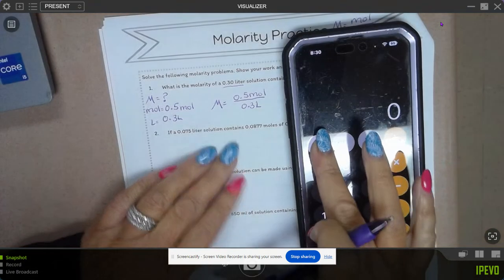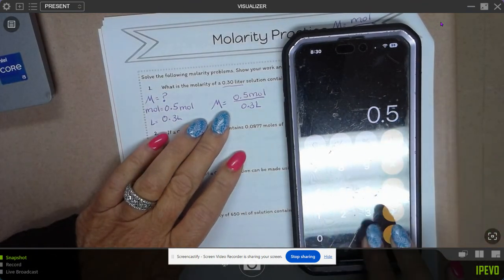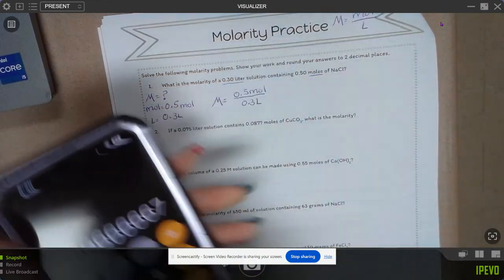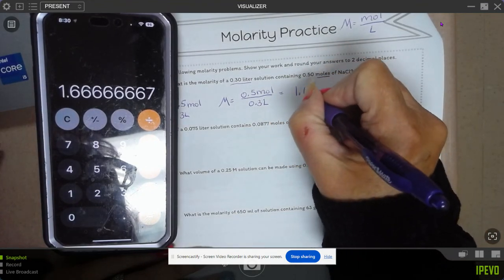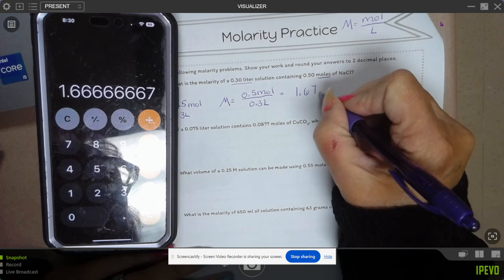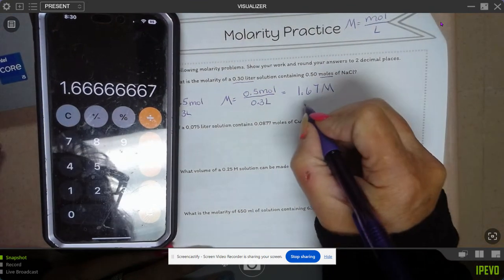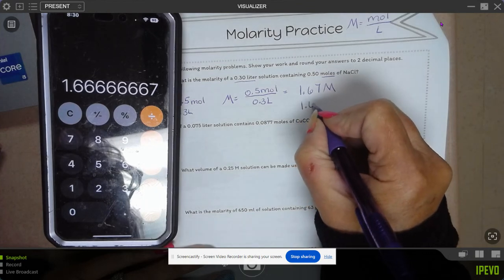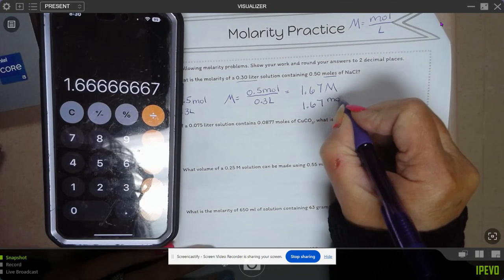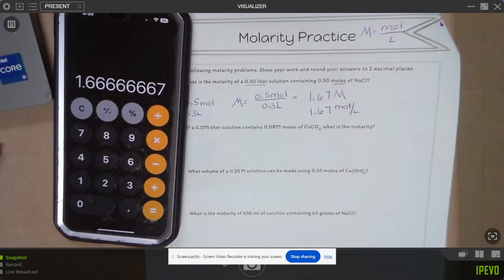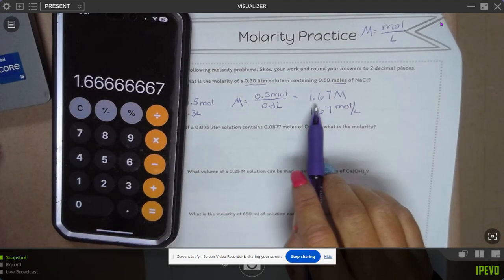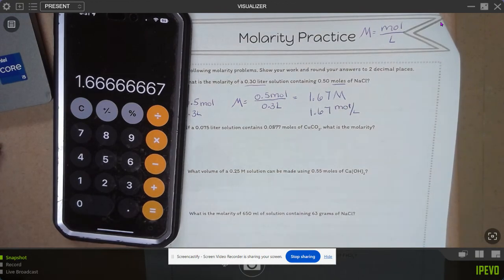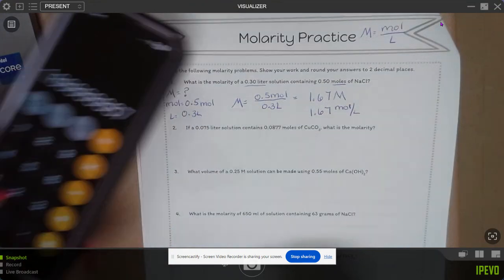All right, so let's find my calculator. 0.5 divided by 0.3 gives us 1.6 continuing. So we're going to say that that is 1.67. Our units are either going to be big M, which stands for molarity, or we could write 1.67 moles per liter. Either one of those units are correct. If you use the big M, when you read this, you would say, I have a 1.67 molar solution. Okay. All right, let's look at question number 2.